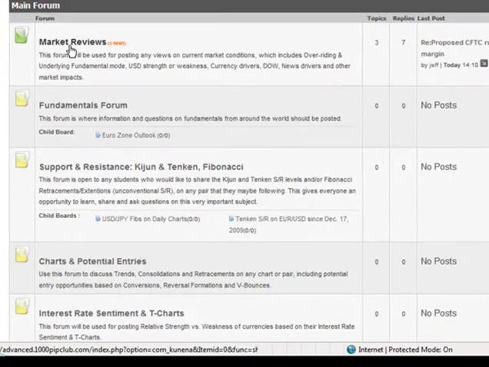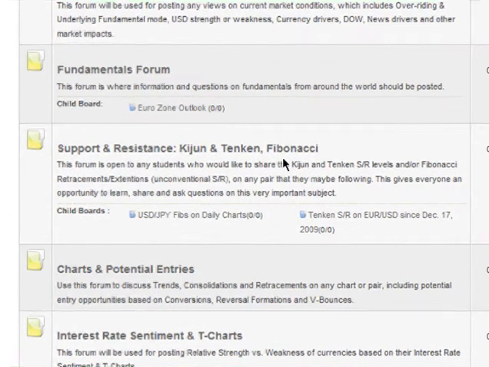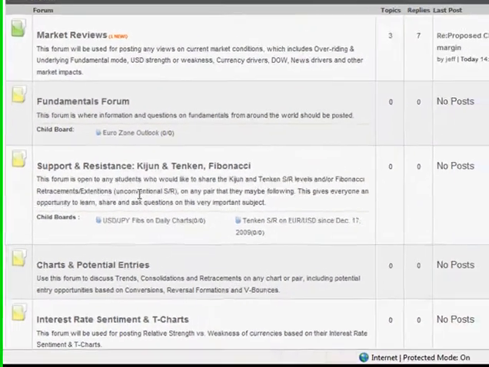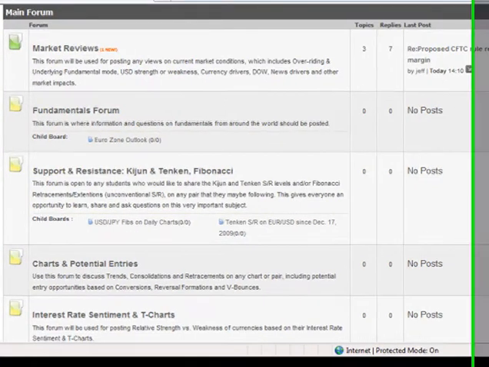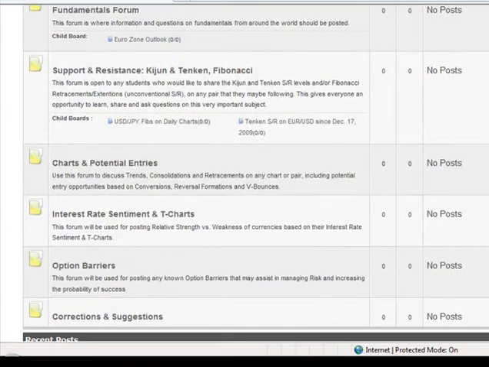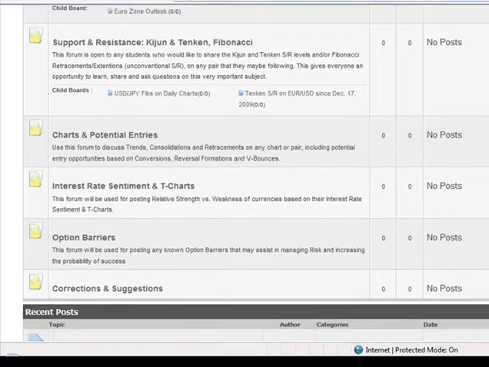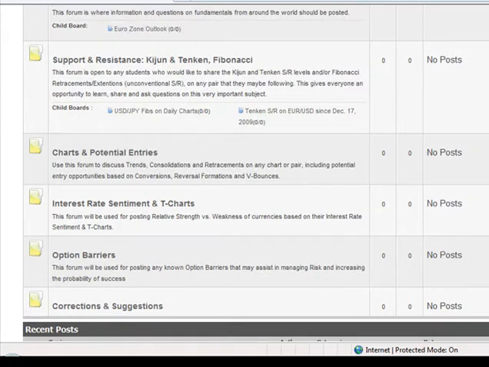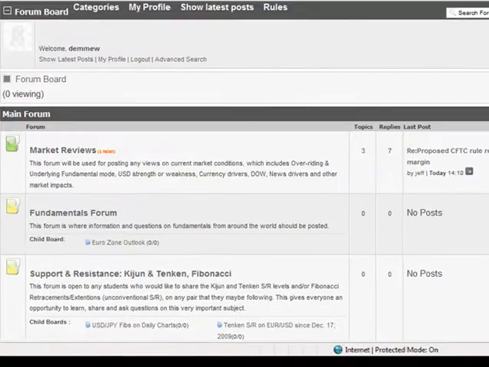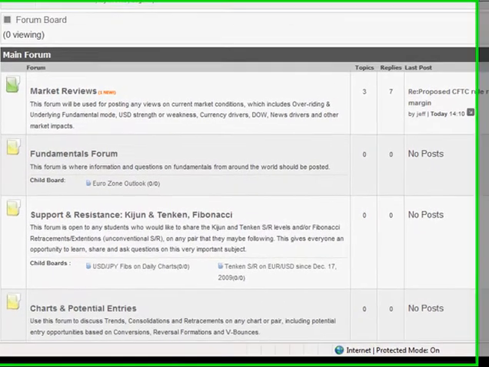But for right now, we have Market Reviews, Fundamentals, Support and Resistance, which includes Kijun and Tenkan and Fibonacci. We wanted both conventional and unconventional support and resistance for you. Charts and potential entries, interest rate sentiment and T-charts, option barriers, corrections, and suggestions. And again, we're going to add one called general announcements or general thoughts.